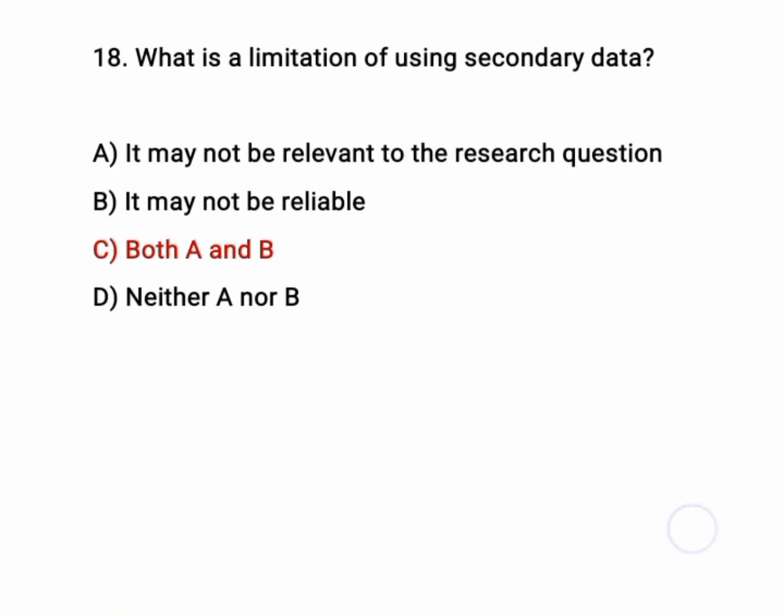Okay, question number 18. What is a limitation of using secondary data? The correct option is C, both A and B. It may not be relevant to the research question. It may not be reliable is a limitation of using secondary data.